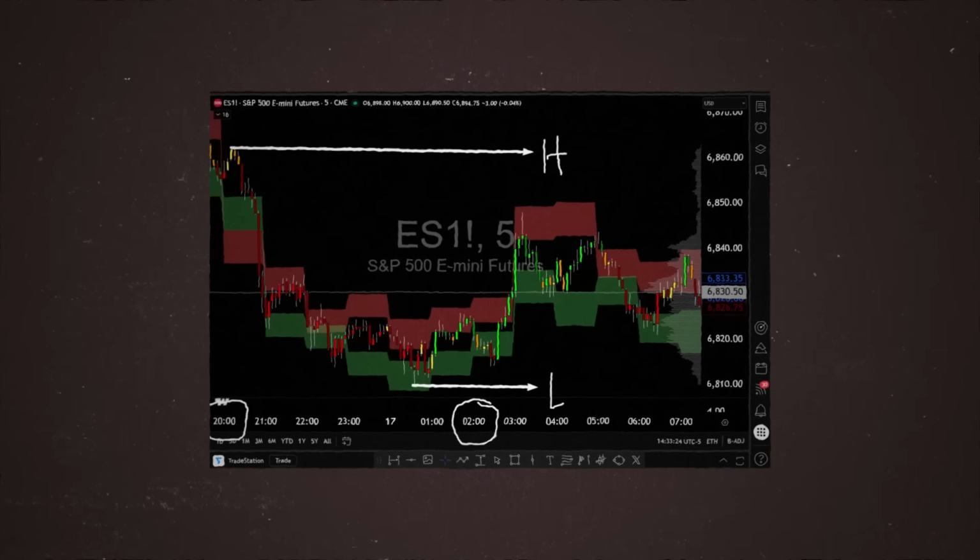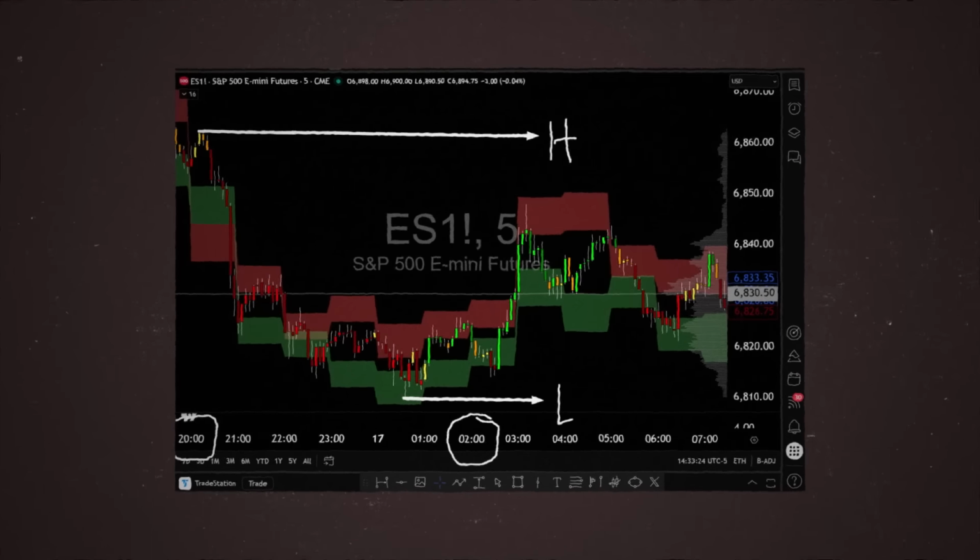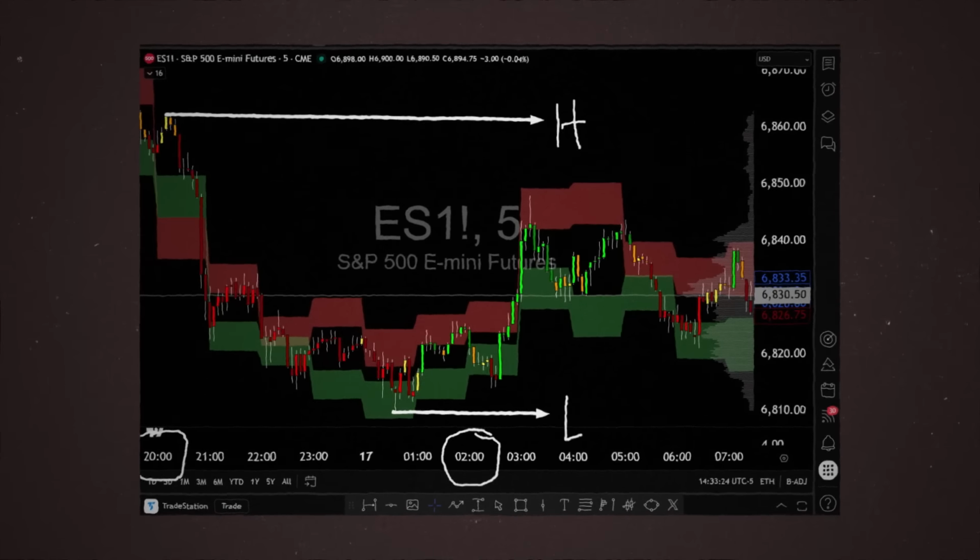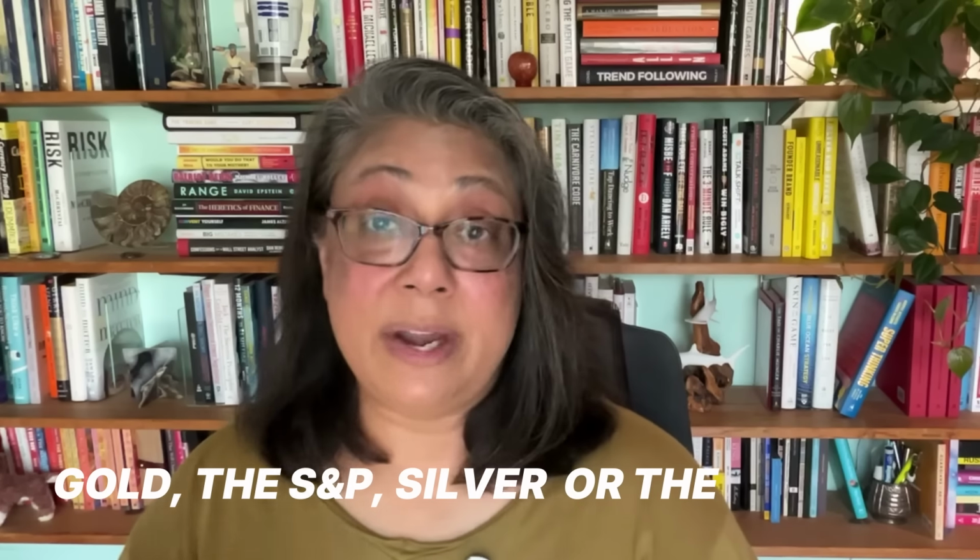Now, here's a tip. Traders can also look to the Asian session highs and lows between 8 p.m. Eastern and midnight. There are also European session boxes that can occur between 2 a.m. and 4 a.m. Eastern. Remember, we trade in a global community, and if you are trading gold, the S&P, silver, or the NASDAQ, these pre-market boxes can be very helpful to understand the structure of where the selling and the buying has already occurred and where those reaction zones may be as we enter the US session.